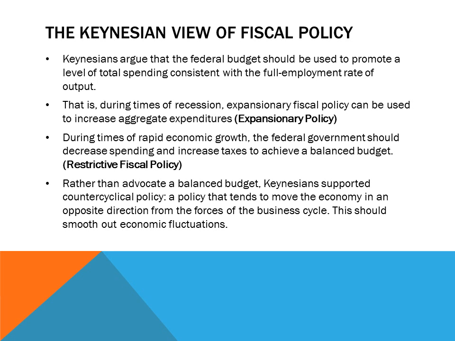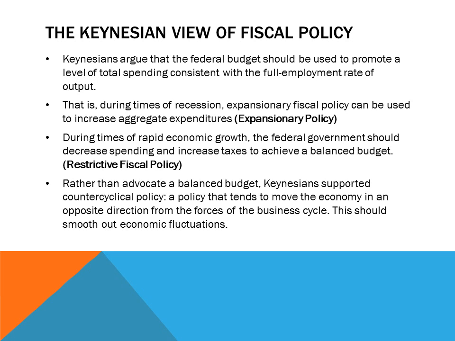Keynesians have a very unique view of fiscal policy, which is government policies involving taxation and government expenditures. Keynesians argue that the federal budget should be used to promote a level of total spending which is consistent with the full employment rate of output. That is, during times of recession, expansionary fiscal policy can be used to increase aggregate expenditures. This is referred to as expansionary fiscal policy. However, during times of rapid economic growth in our business cycle, the federal government should decrease spending and increase taxes to achieve a balanced budget. This is known as restrictive fiscal policy.